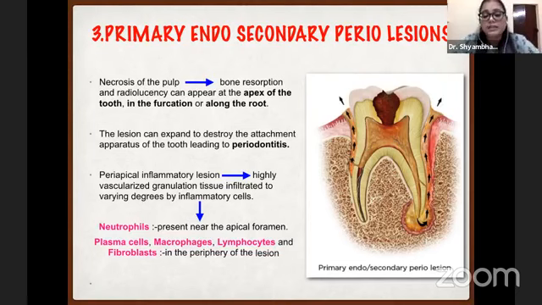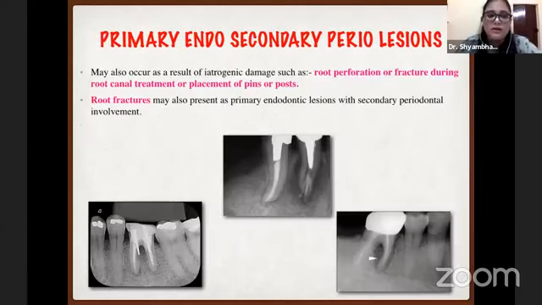But otherwise, just to go ahead with clinical symptoms, you just have to see that there is caries exposure, which has led to the necrosis of the pulp, because of which there is periapical inflammation that is formed, and because of which there is periodontitis that has occurred around the inflamed tooth. So it will be a localized inflammation that will be seen in case of primary endodontic and secondary periodontal lesions.